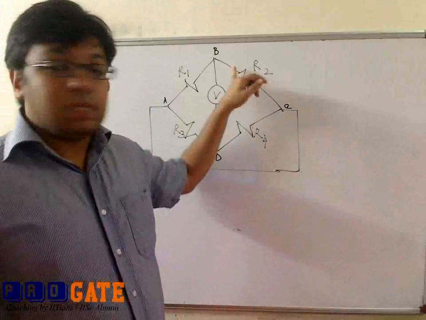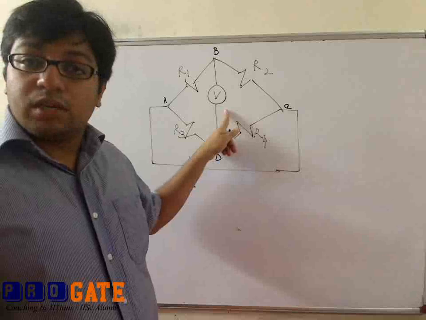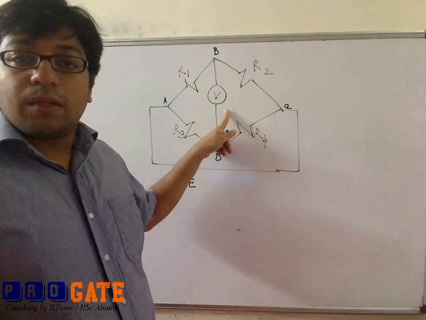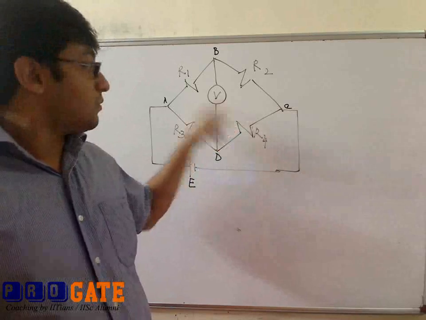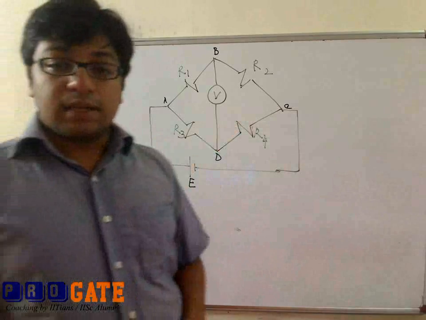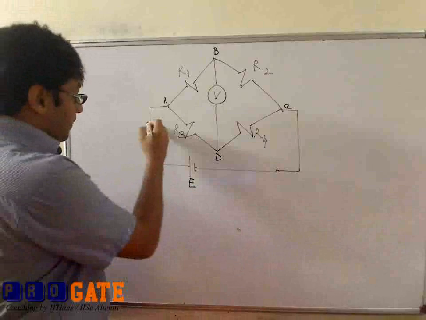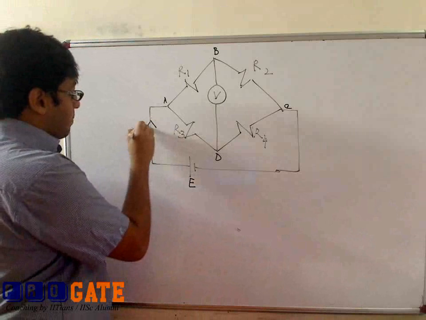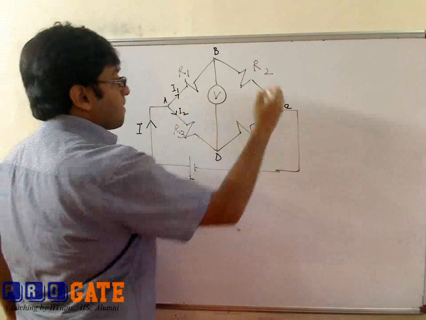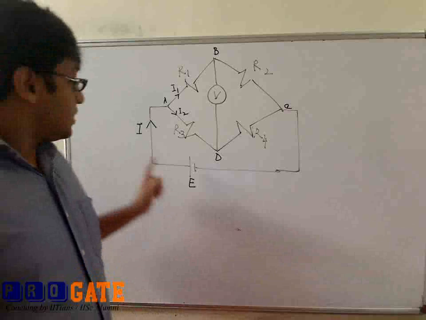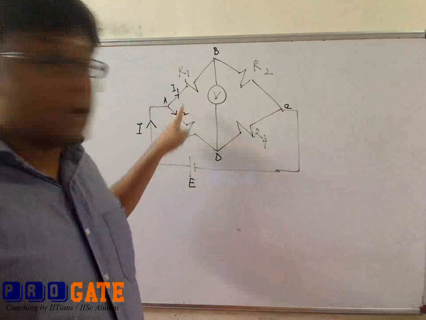Over here in between the points B and D, we have a voltmeter connected. This voltmeter is meant to measure the output voltage that occurs because of bridge unbalance. We will see what bridge unbalance means. Let us consider that the voltage source is supplying current equal to I. Now as the current I reaches the point A, it divides into two, I1 and I2.